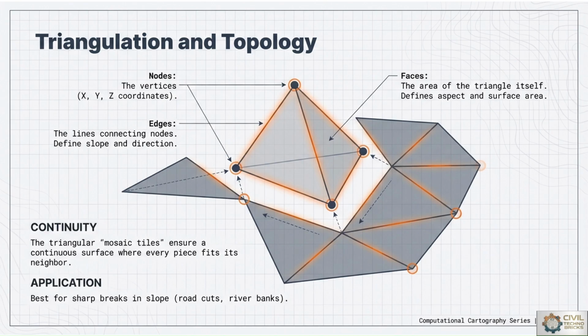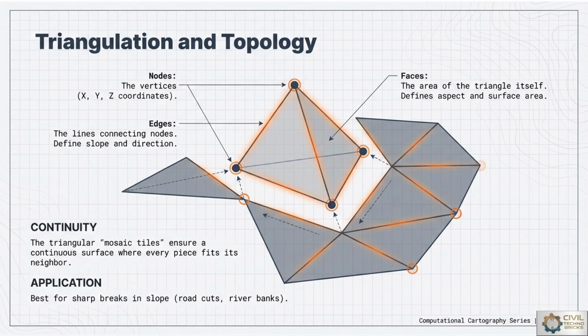Likewise, we mark the triangulation procedure on the topographical surface with reference to the continuity. Their triangular mosaic tiles ensure a continuous surface where every piece fits its neighbor with reference to the nodes, edges, and faces. So, what is the application of the triangulation and topology concept? It is best for sharp breaks in slope, that is road cutting and river bank areas.